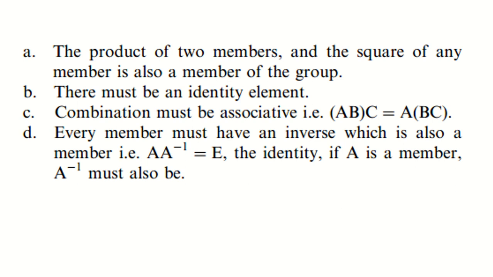B, there must be an identity element. We have discussed the importance of identity already. C, combination must be associative. Associative means if we multiply A and B along with C, then it should be equal to A and BC. And the last one was every member must have an inverse, which is also a member, that is A into A minus 1 should be identity. And if A is a member, A minus 1 must also be. So these were the four different rules to construct the multiplication table of any molecule.